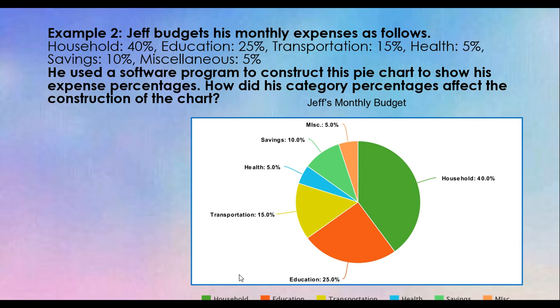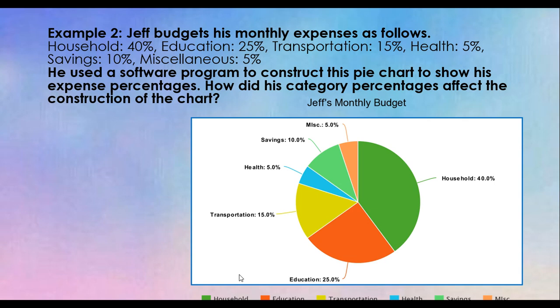And then miscellaneous other costs. This could be fun money, which is what I like to call it. It could be just other expenses that don't occur as frequently, things like that. So he's budgeted. He's figured, okay, I spend about 40% of my income on household, 25% on education, 15% on transportation, 5% on health, 10% in savings, and 5% miscellaneous different costs and expenses. So he used a software program to construct this pie chart to show his expense percentages.